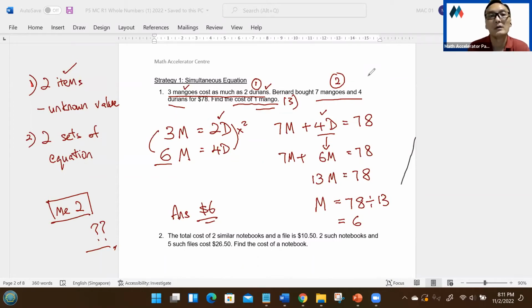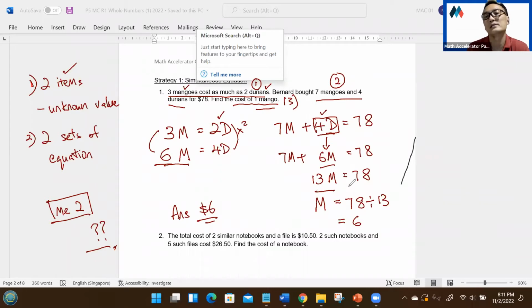From here, in order to find the value of 4 durians, as we can work out, it is equivalent to 6 mangoes. So I do a replacement. So I replace 4 durians with 6 mangoes. Right? Then I add the two together. I get 13 mangoes. It has a cost of $78. So Chloe, so far, do you understand this part?